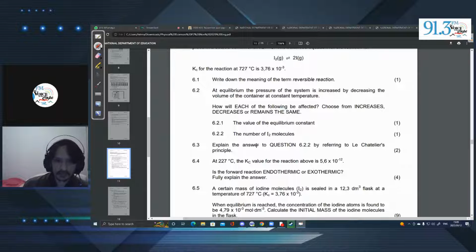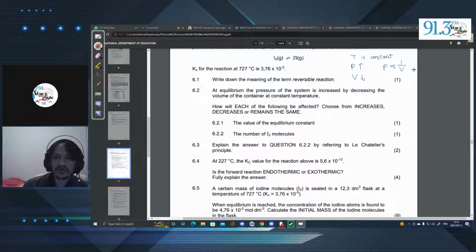And they have mentioned to us that temperature is constant. Right? So when they tell you that temperature is constant, it is of no concern within Le Chatelier's principle unless they are adjusting the temperature. They mentioned to us that the pressure is increased and the volume is decreased. Now, it's important to note that pressure is actually inversely proportional to volume.